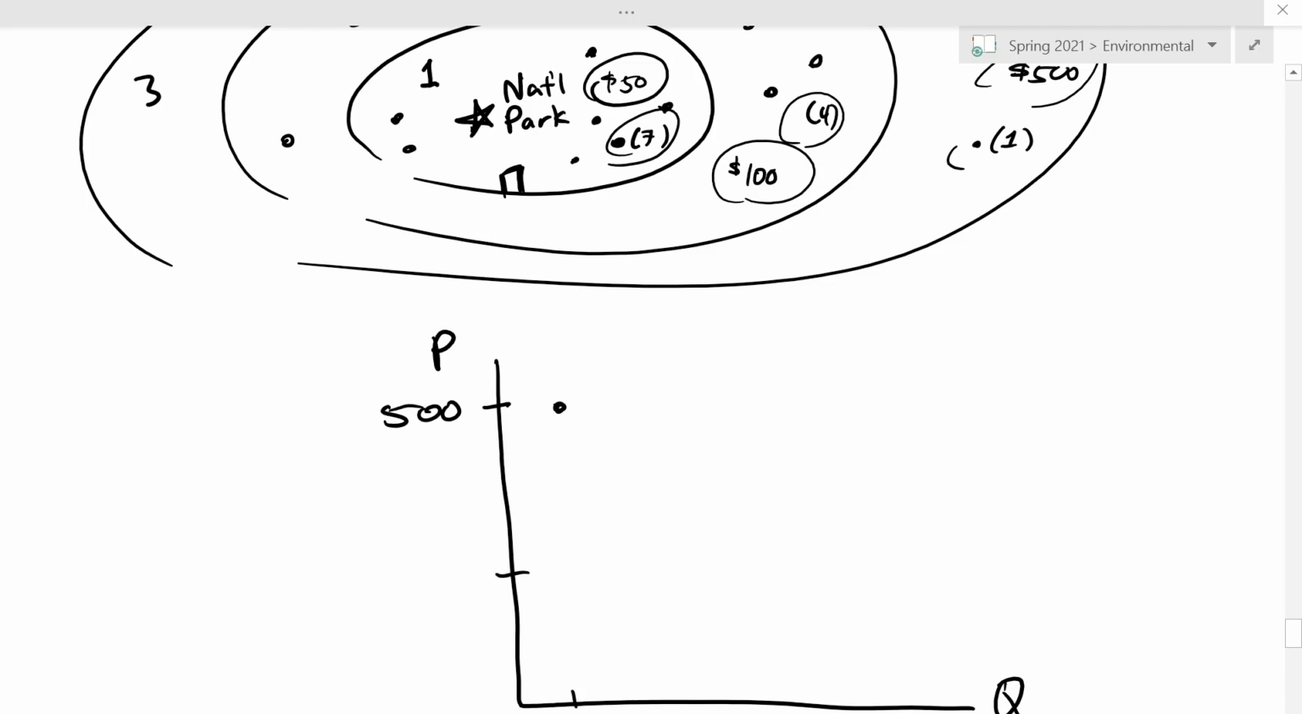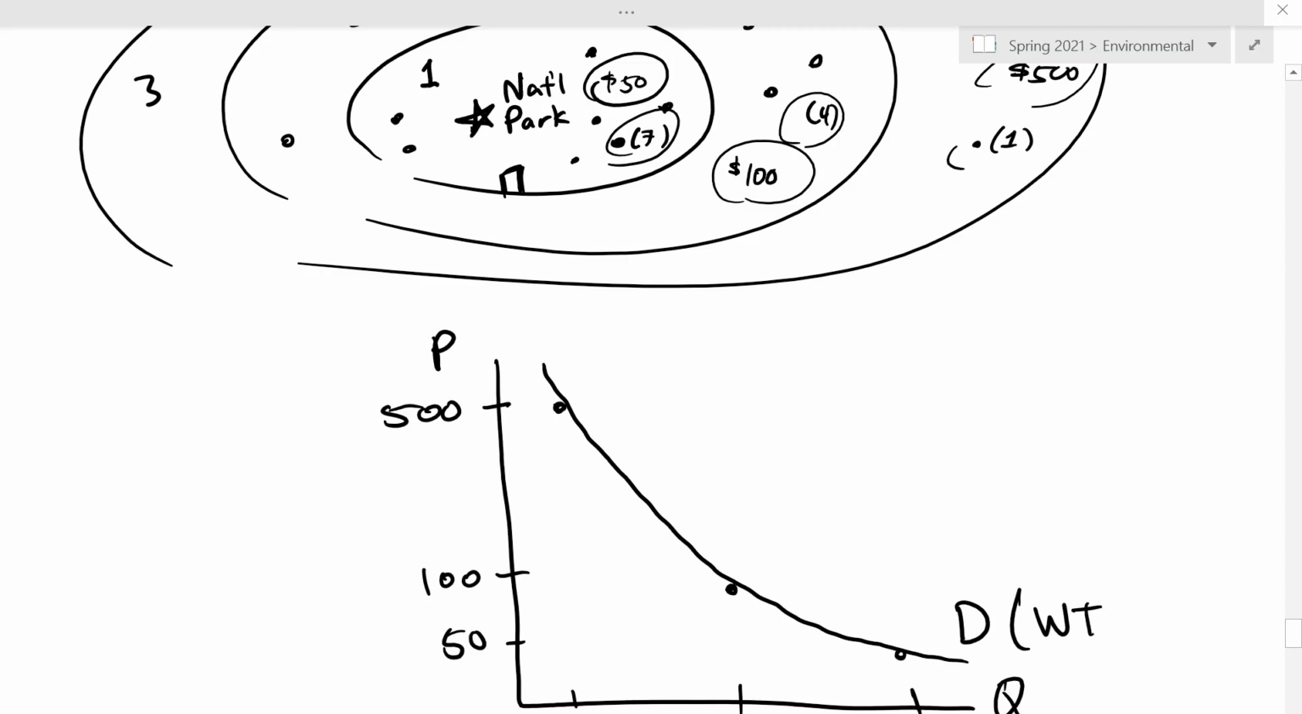When the price was lower at 100, you had 4 people coming. And when the price was 50, you had 7 people coming. You have that with multiple zones, and guess what? You connect the dots. What does that give you? It gives you an estimated demand curve from these willingness to pays.